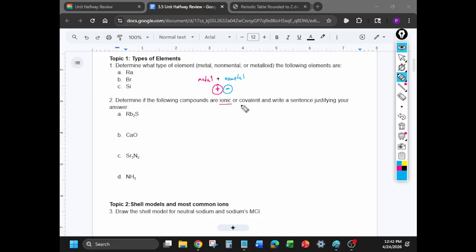And then covalent, these are ones that are made of nonmetals only. Okay, an easy way to think about it is that they're going to be made of things that are negative and negative, the most common ions at least.